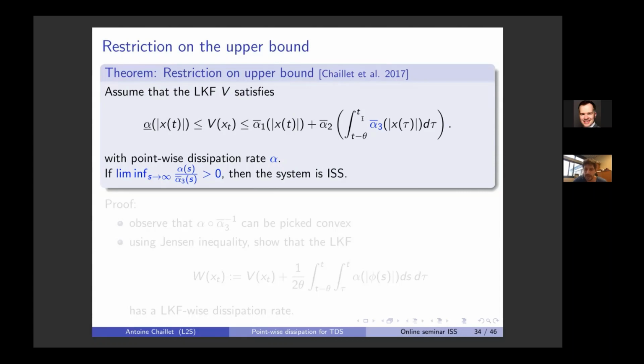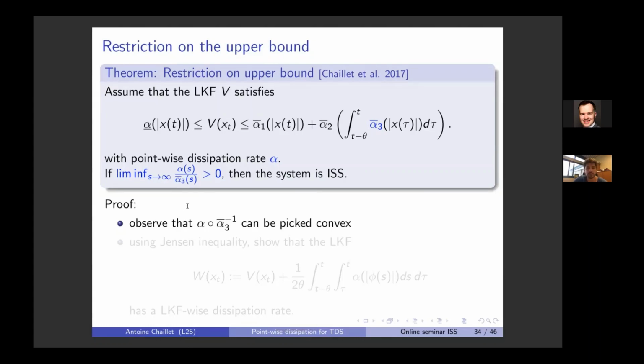Okay. So what matters is the function alpha 3 in the kernel. If I call alpha the pointwise dissipation rate, and this alpha 3 is dominated at infinity by this dissipation rate alpha, then I get iISS. I think this bound is interesting per se. It covers a lot of Lyapunov functionals we use in practice, but still it requires this growth rate condition.